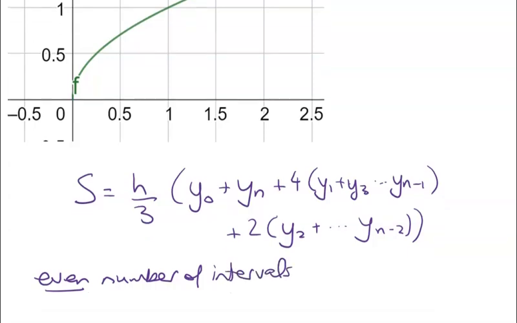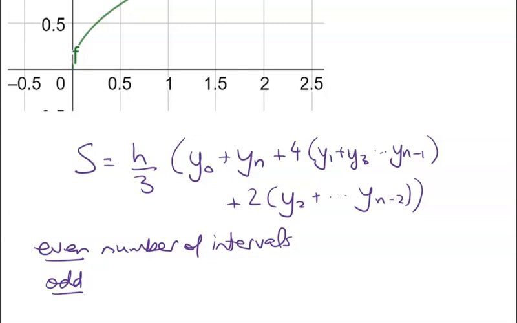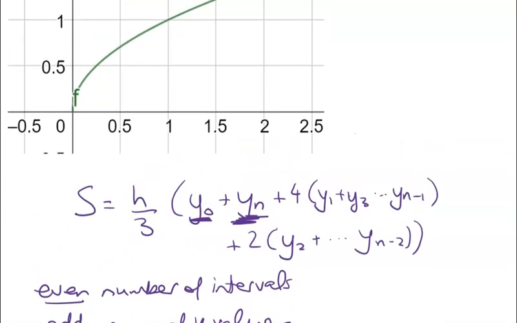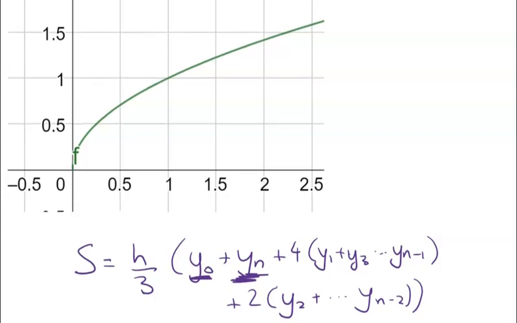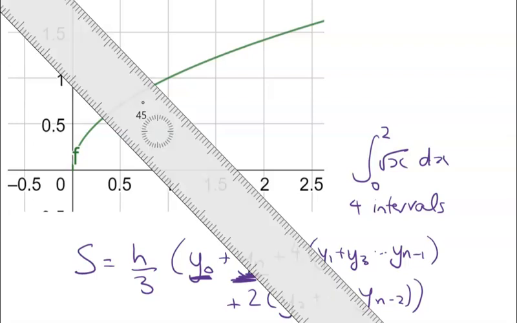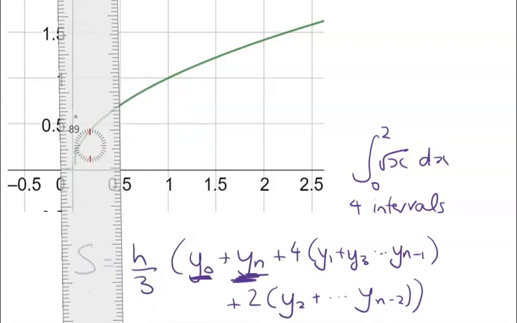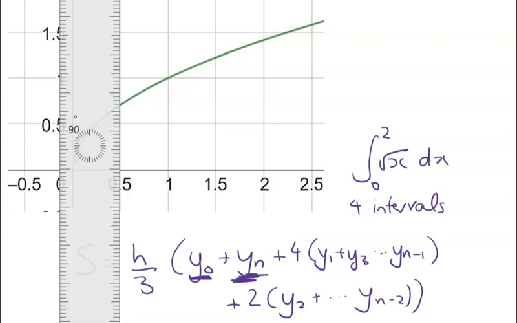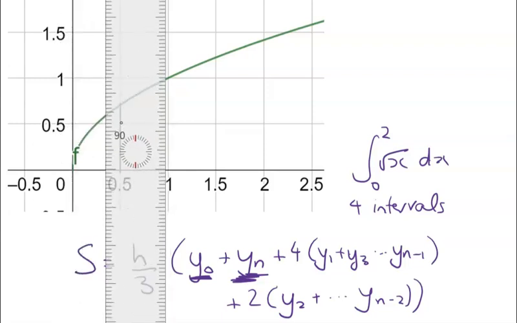And that means we're going to be substituting in an odd number of y values. And that's because we have the 2 endpoints, which are y0 and yn. So in this example here, if I told you to find an approximation to that same integral using Simpson's rule, and I said to use 4 intervals, we would divide the curve up as follows. So if we just grab the ruler, 4 intervals between 0 and 2 means that we're going to have gaps like this.